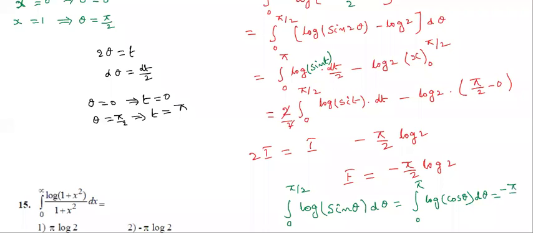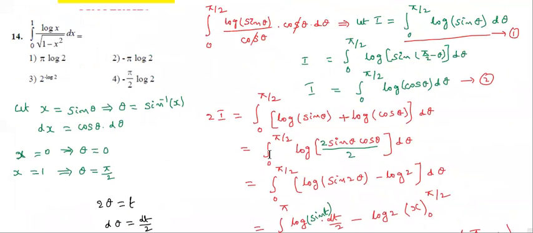Minus pi by 2 log 2. This is the answer. So this is one standard result. Remember it. Now see the answer. Which option is correct? Fourth option is correct.